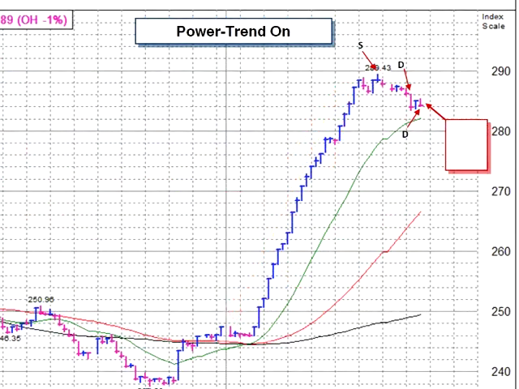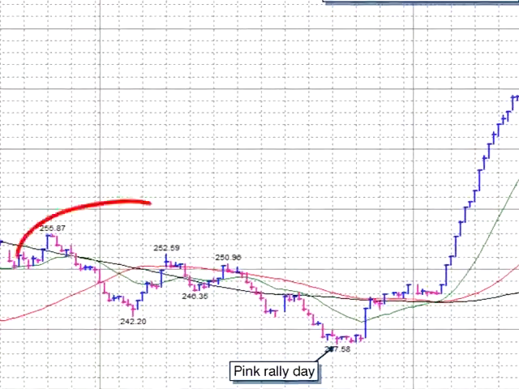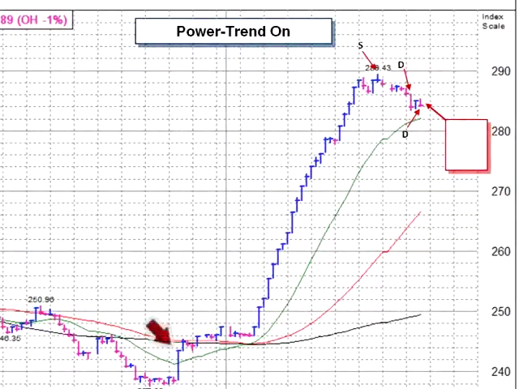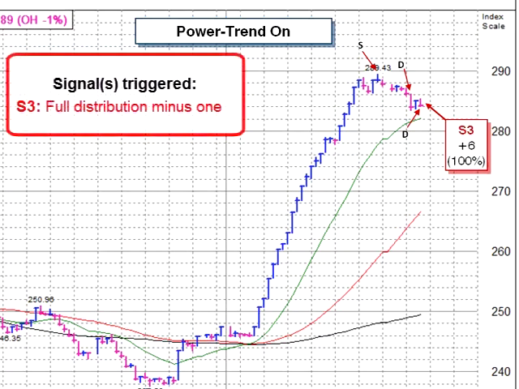So this is one of those instances where, yeah, we struggled in here with the choppiness, but we got in early in this rally. We fully participated in this huge run that we had. And now we're starting to get some distribution. So we've got 3 days of distribution in a time frame when 4 was a full count. So what's this? S3, very good.